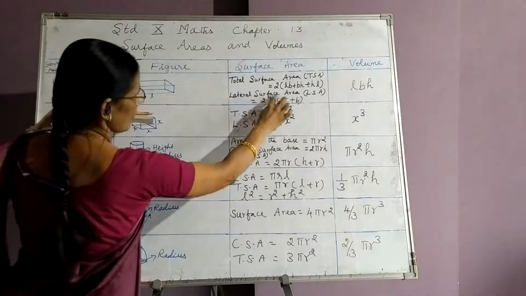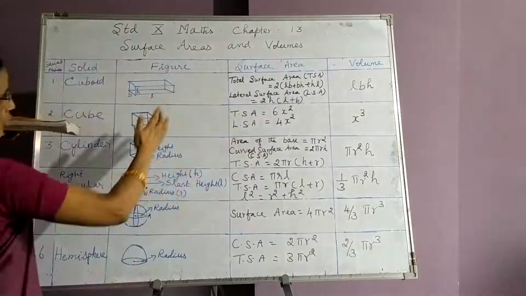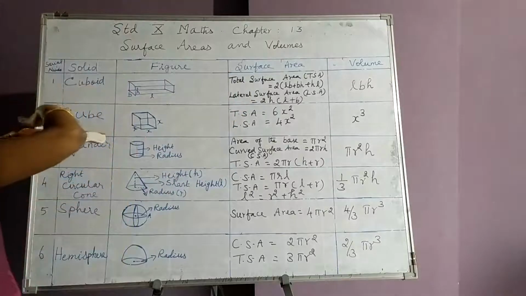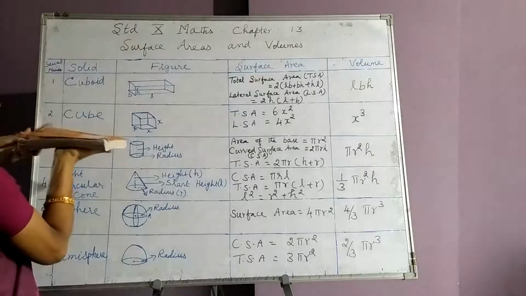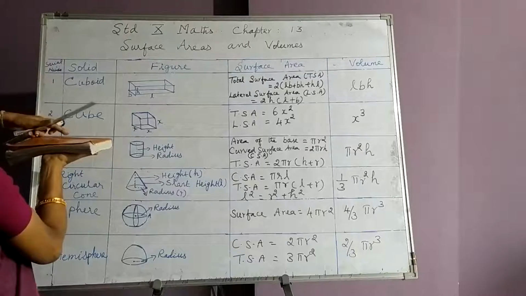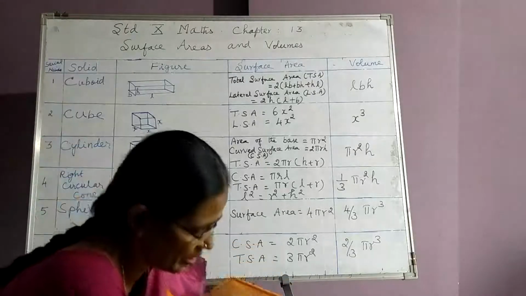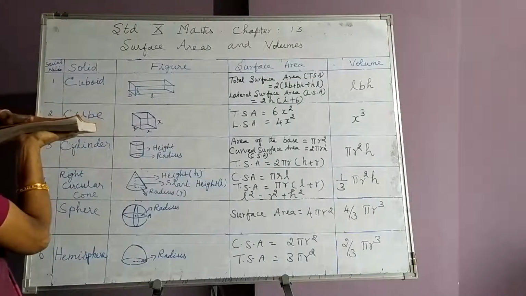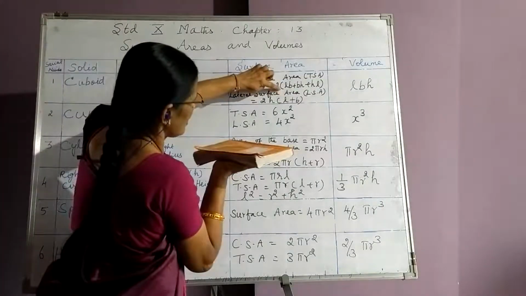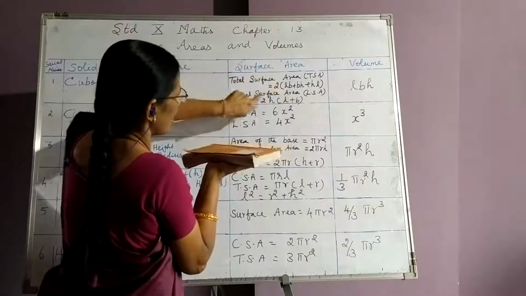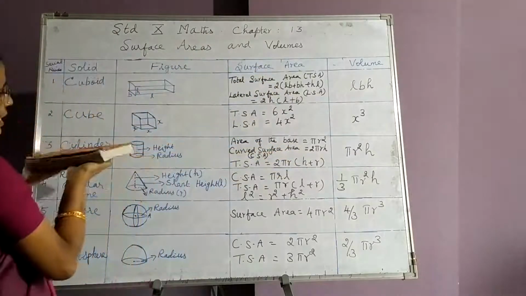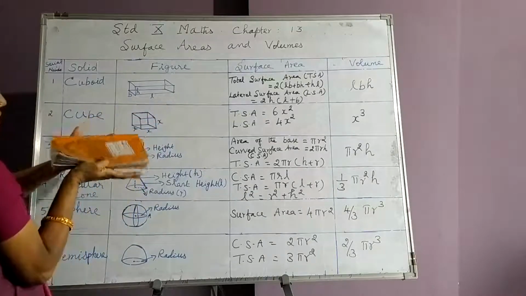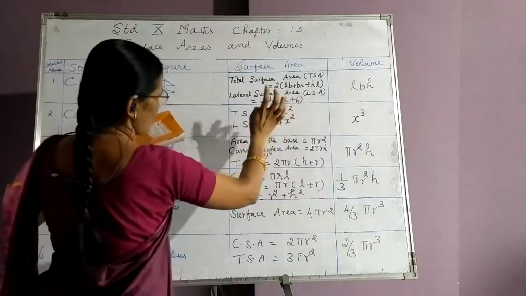Then comes lateral surface area. What is excluded in lateral surface area from total surface area? If top and the bottom are excluded, the remaining area is called lateral surface area. This and this are excluded. So this LB and this LB, 2 LBs, if we subtract from total surface area, we get lateral surface area. So we get area of these two surfaces and these two faces. So we get 2H into (L plus B).